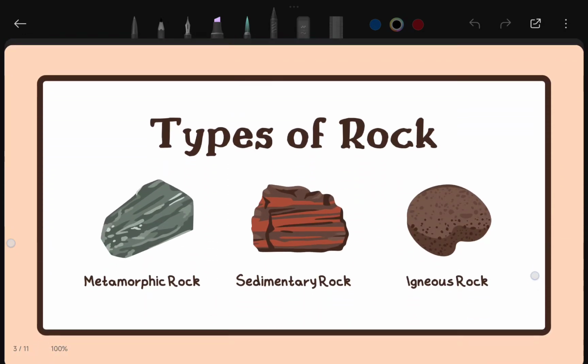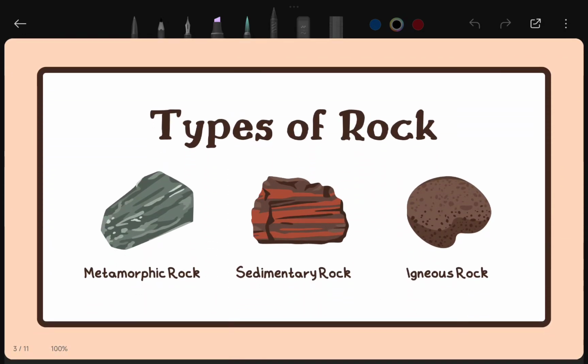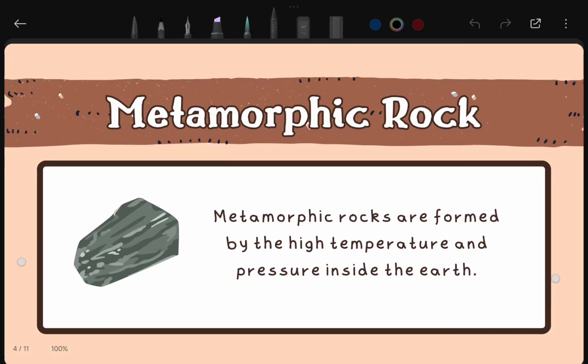Now let's move on to another very important thing. How many types of rocks are present in the earth? Basically, there are three types of rocks: metamorphic rock, sedimentary rock, and igneous rock. Now we are going to discuss these rocks one by one. Let's talk about the first, metamorphic rocks.